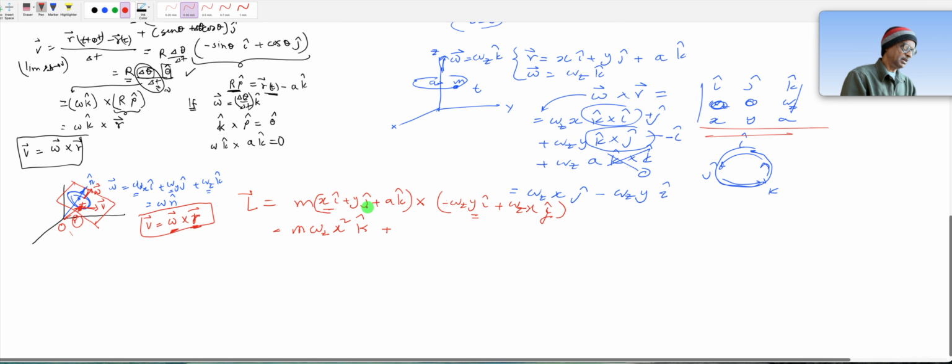Then the second one: I've got j hat with i hat, which is going to be minus k hat. That will kill this minus sign. So it's going to be m omega z y square, another k hat. And this with this will give me 0, because i hat cross i hat is 0 and j hat cross j hat is 0.